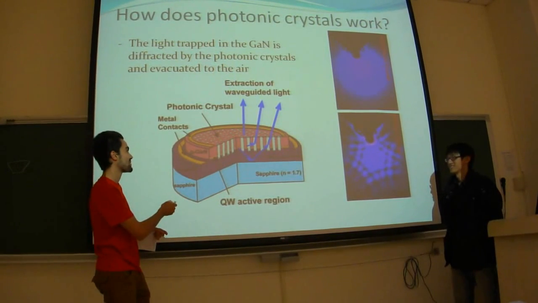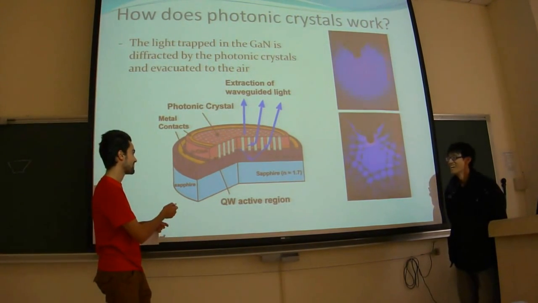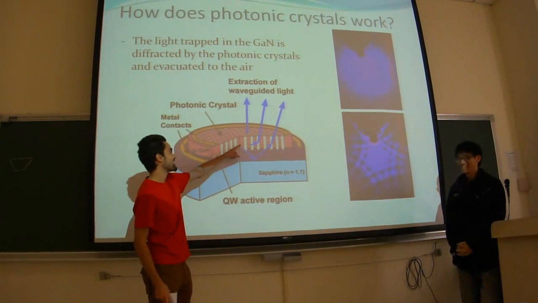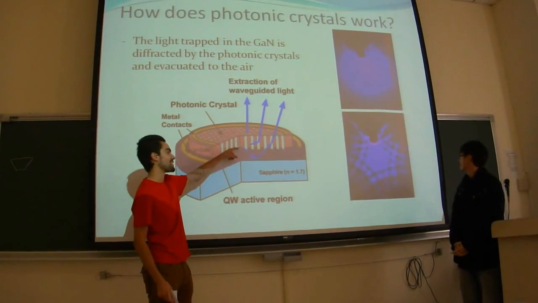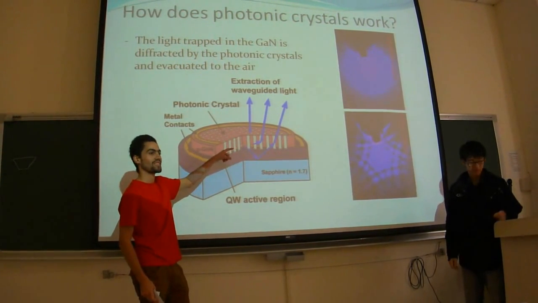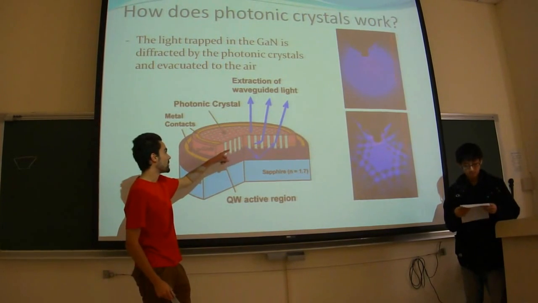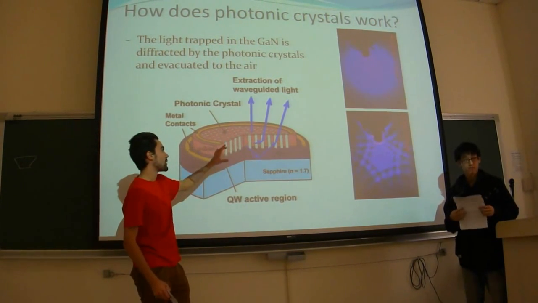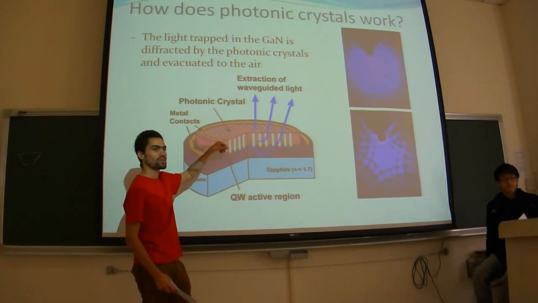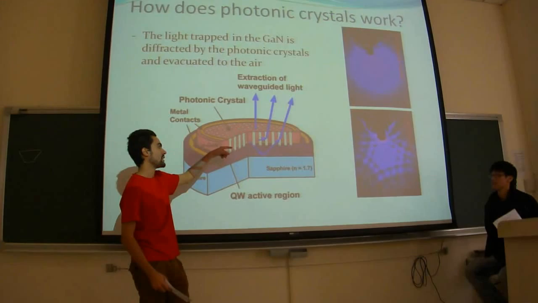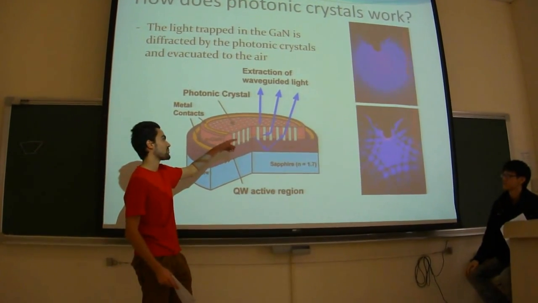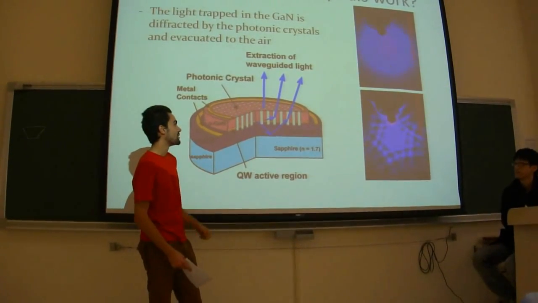So usually the light is emitted here. Some of the light goes to the air. Some of the light goes to the sapphire. But most of the light, actually 66%, is trapped inside the GaN. So the GaN acts as a waveguide for the light, and the light propagates inside the GaN. When we have photonic crystals, the light propagating inside the GaN is diffracted by the photonic crystals to the outside, and that's how we manage to extract the light from the GaN.